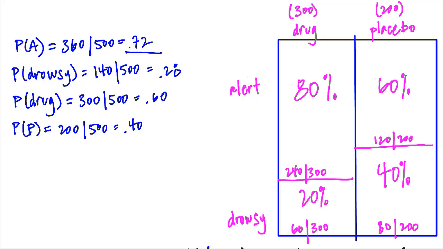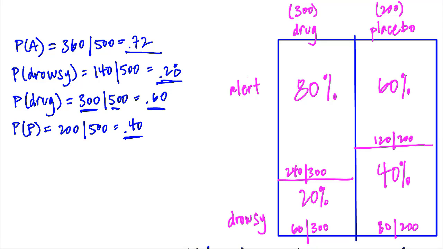Probability of selecting someone who is drowsy: there are 140 people who are drowsy, so out of 500 that's 28%. Probability of selecting someone who got the drug: there are 300 of those people out of the 500, so 60%. And the probability for placebo is 0.4.